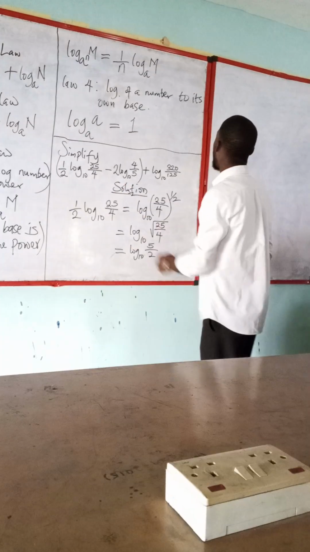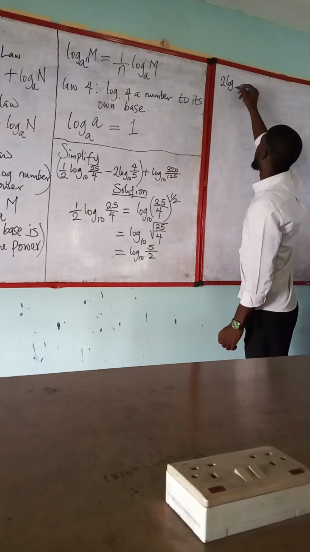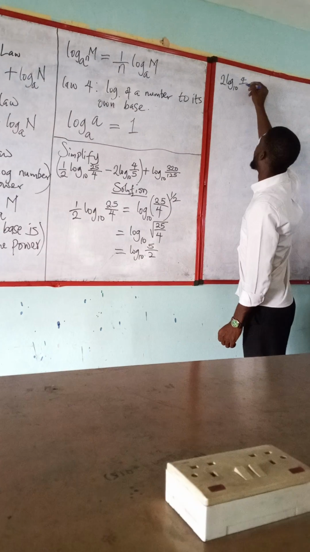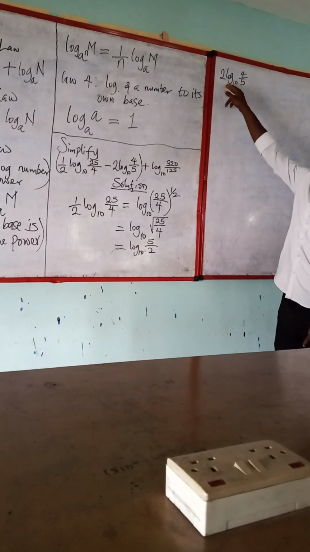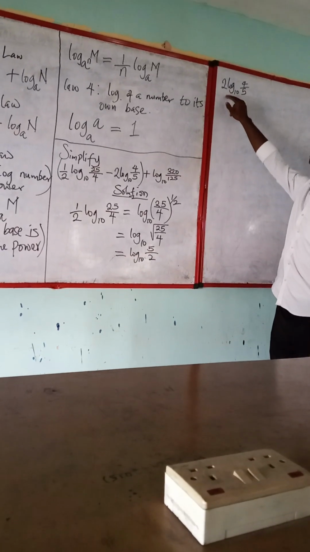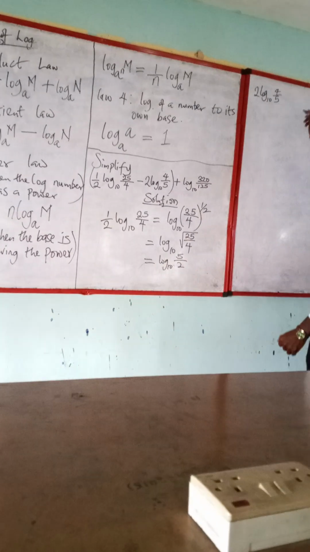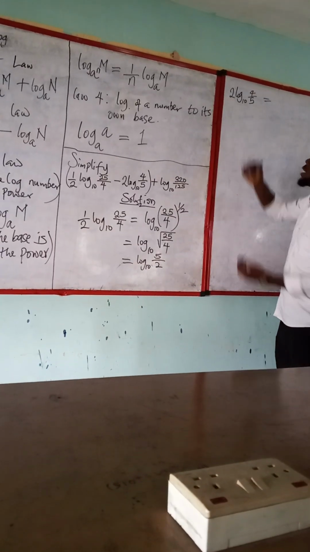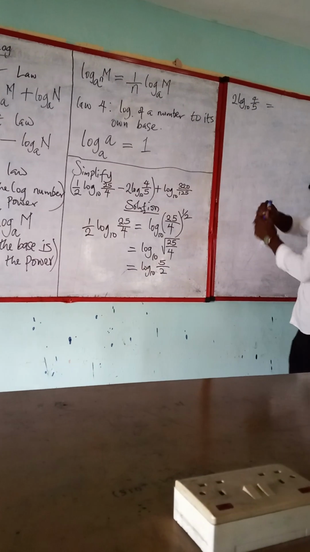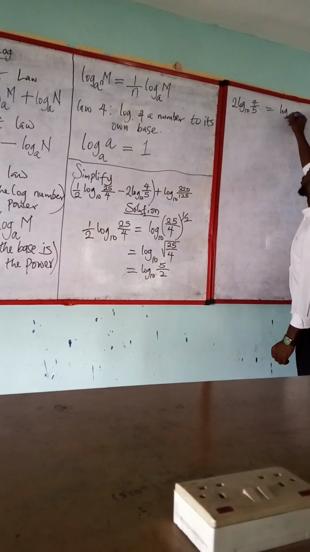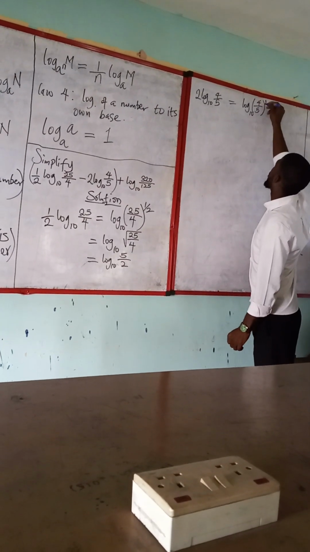So we look at the second part that says 2 log base 10 of 4 over 5. How do I remove this coefficient? Because that's the problem that we are having with this line. So how do I go on to remove this coefficient? I will still use the power law again. What does the power law state? That if I have a coefficient times a logarithm like this, I can turn it to be a power. So this would now be log base 10 of 4 over 5, all raised to the power of 2.